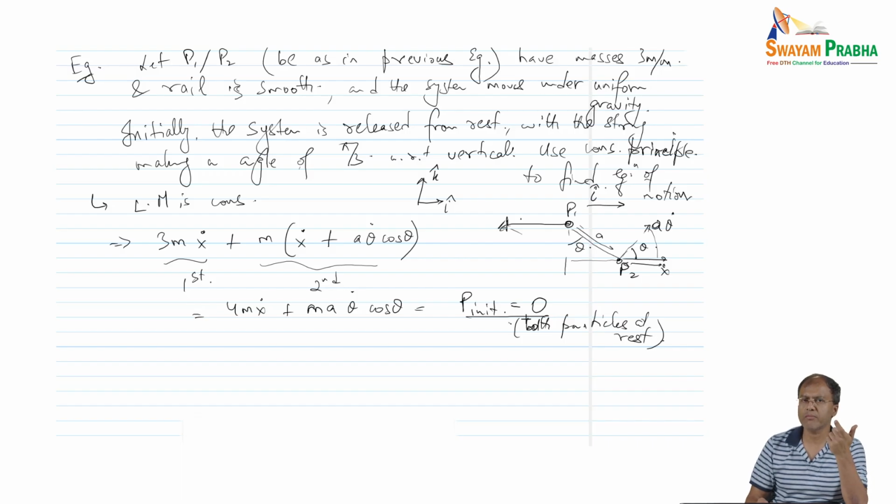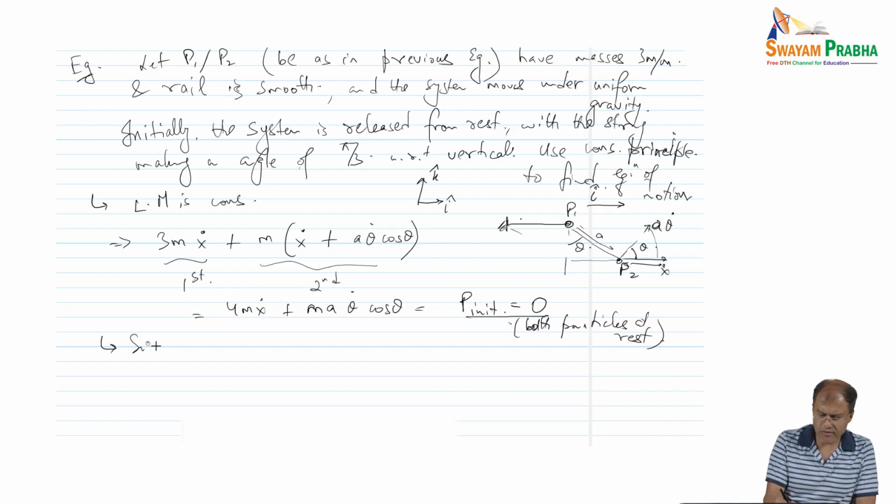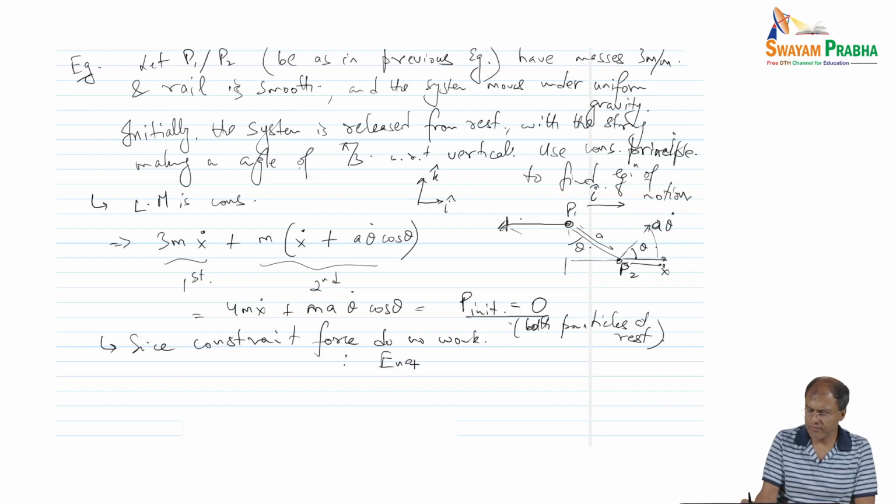do no work on the system, because the constraint forces, for example, the normal reaction on the particle P1 by the floor is going to be perpendicular to the motion of the particle. So when we take a dot product of the force with the velocity along the perpendicular direction, we are going to get zero work done. So the constraint forces do no work, since they are perpendicular to the motion, right? So since constraint forces do no work, we have that energy is going to be conserved as well.